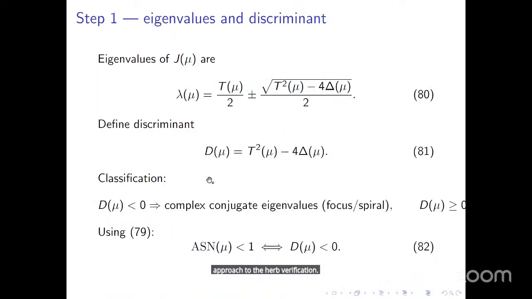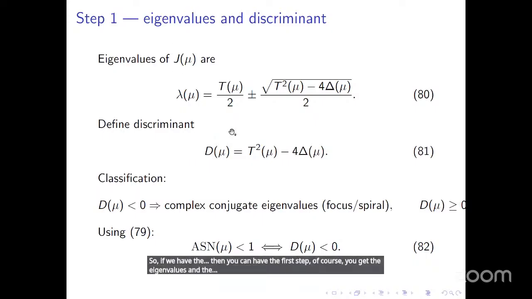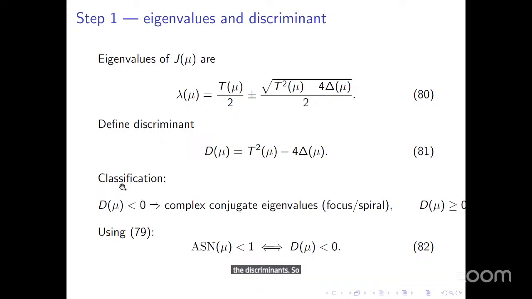bifurcation. So first, of course, you get the eigenvalues and the discriminants. And then also the classification: if the determinant is less than 0, you have the complex conjugate eigenvalues. So you'll have a focus or spiral.